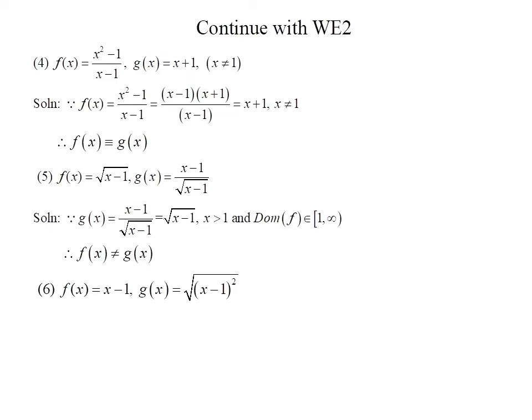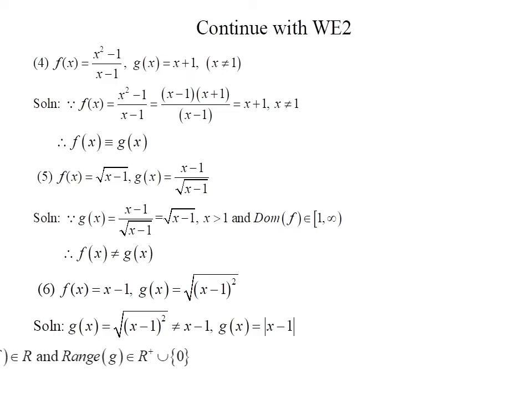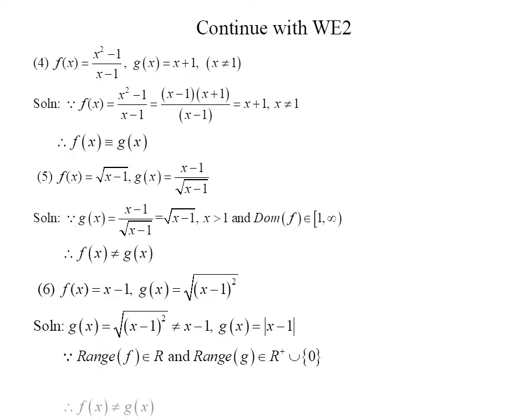As for question 6, the easy mistake is to simplify g(x) to x minus 1. However, the correct approach is that g(x) should be simplified to modulus x minus 1. Since the rules of both functions are different, we conclude that f(x) is not equivalent to g(x).